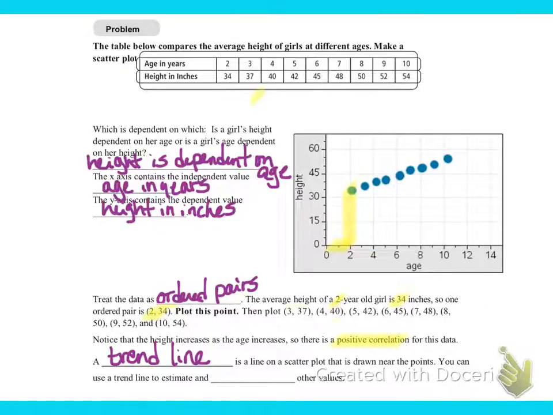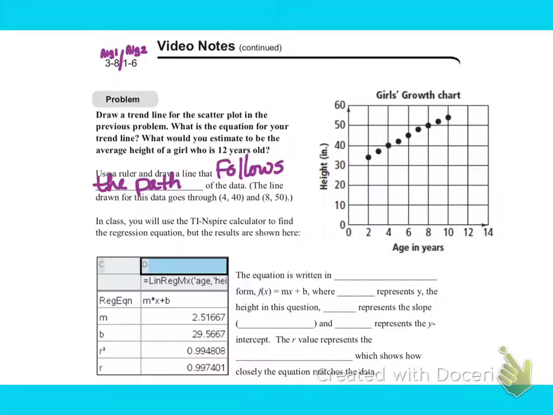A trend line is a line on a scatter plot that is drawn near the points. You can use a trend line to estimate and predict other values. So what we're going to do here on the back is draw a trend line for the scatter plot in our previous problem. So we have the graph drawn again here, and we're going to find an equation for the trend line, and then we're going to estimate and predict the average height of a girl who is 12 years old.